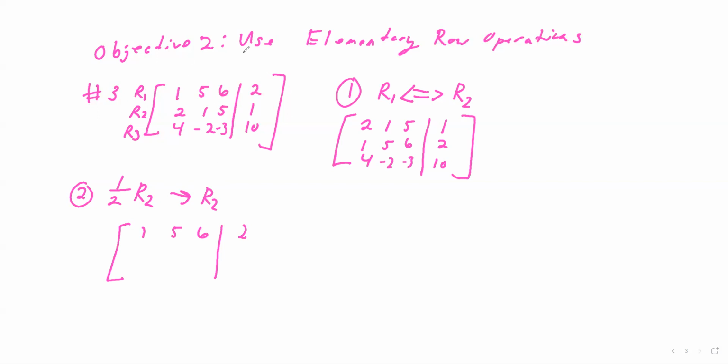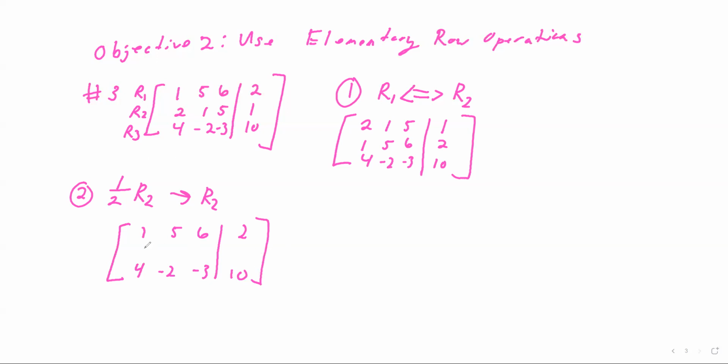I'm using the original augmented matrix. This is a separate question. And row 3 will remain the same. And what this means is I'm going to take half of every element in row 2. So 2 times a half is 1. This then means I'm going to write the result in row 2.